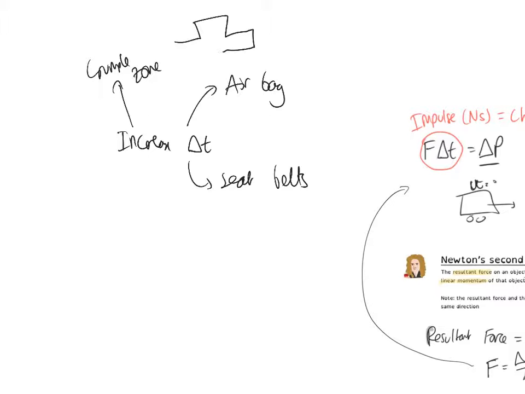Here's my awesome diagram of a car. This area here is designed to crumple. That's why you might wonder when you just tap the car against something, it causes a big dent. Well, it's designed to crumple in, therefore increasing the time of collision. If this was made of concrete, no give, your car would stop instantly, delta t would be very small, F would be huge, and therefore you'd be seriously injured. So cars are deliberately designed to crumple.